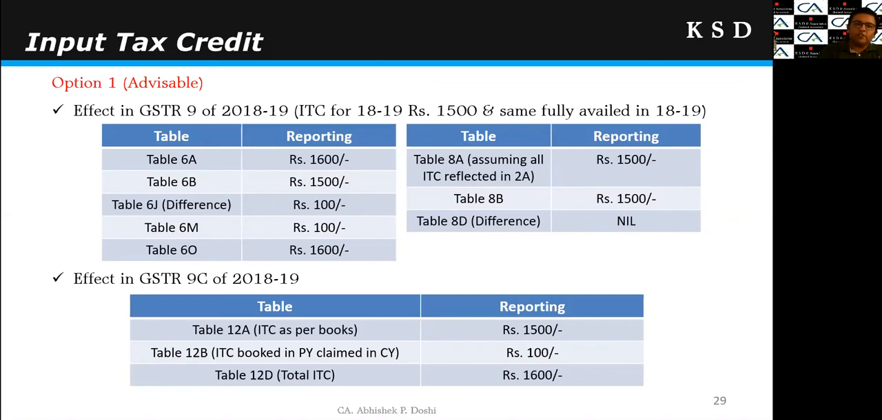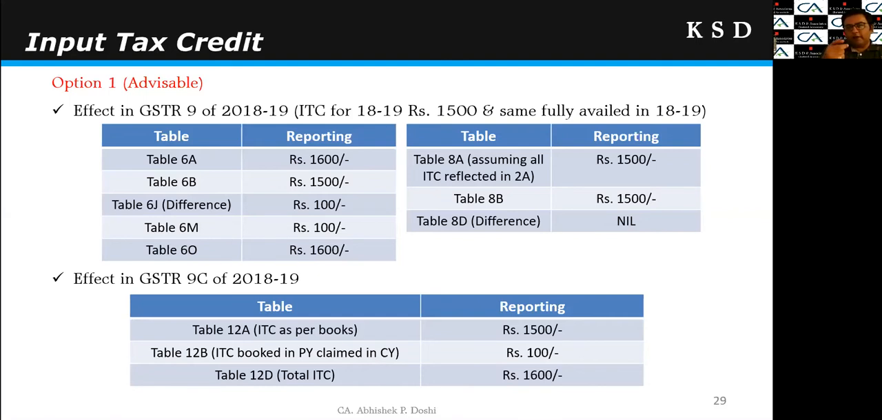Now what I will do is I will bifurcate only 1500 under the table 6B. So if I reflect 6B as 1500 only, then there will be a difference in 6J. The 6J is for the difference between 6A and 6B to 6H. So in table 6J, there will be a difference of 100 rupees.